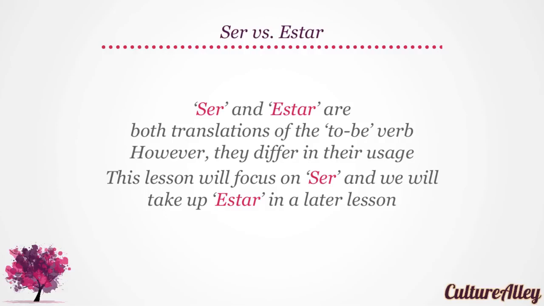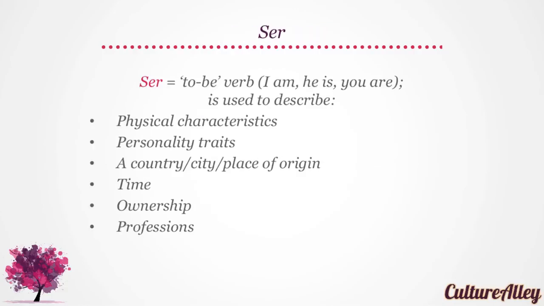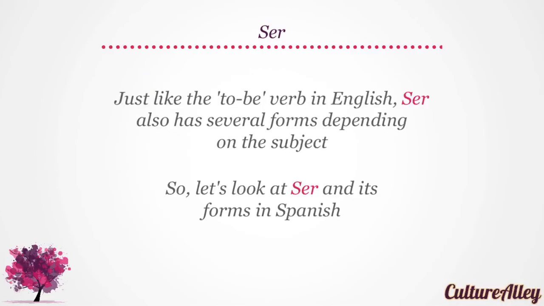So as we saw, ser and estar are both translations of the to be verb. However, they differ in their usage. This lesson will focus on ser, and we will take up estar in a later lesson. Ser is used to describe physical characteristics, personality traits, a country, city, or place of origin, time, ownership, and professions. Just like the to be verb in English, ser also has several forms depending on the subject.